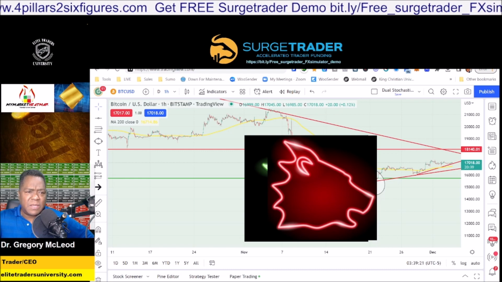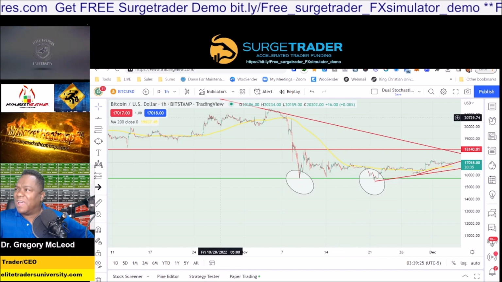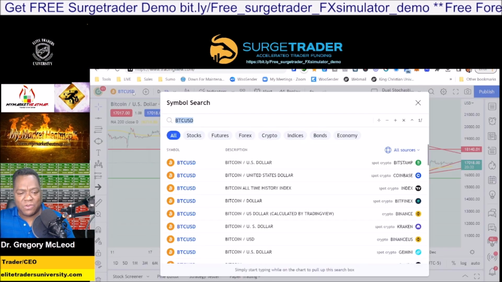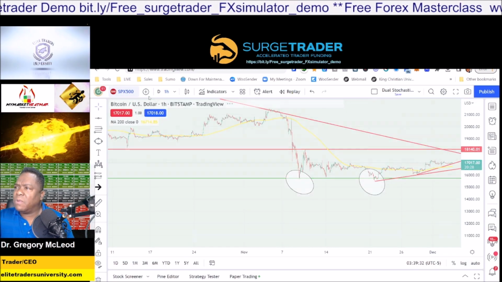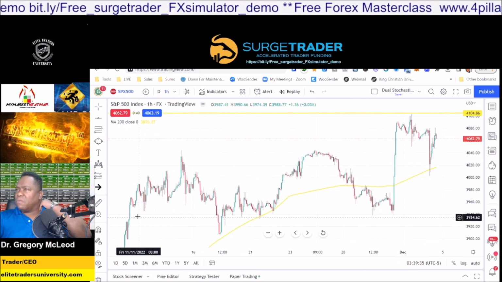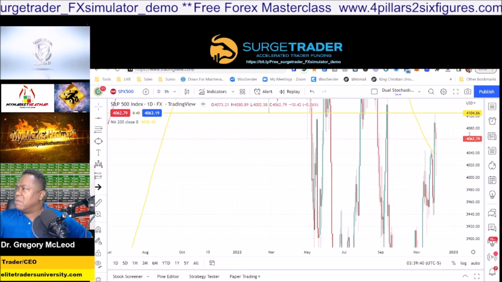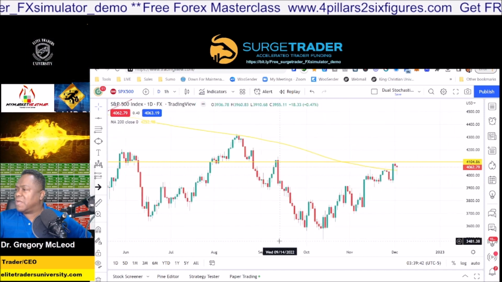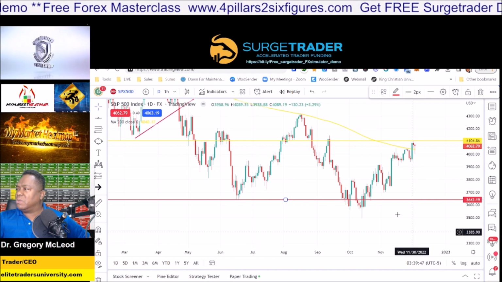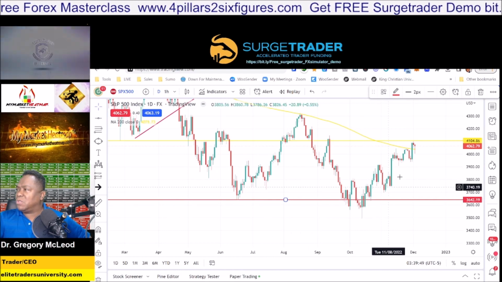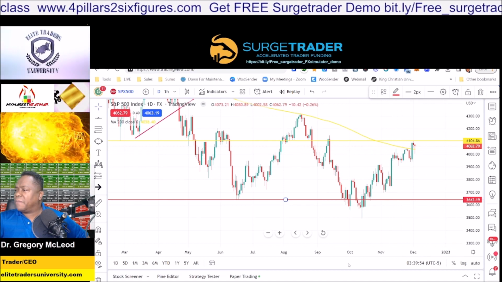Now we can look at some of the indices as well, and look at the S&P 500, SPX 500. We had really good bottoming numbers at the 3600 area, which was almost a double bottom, just a little bit of an overshoot. And then buyers stepped in and drove this back up, and we're at the 4104 area.